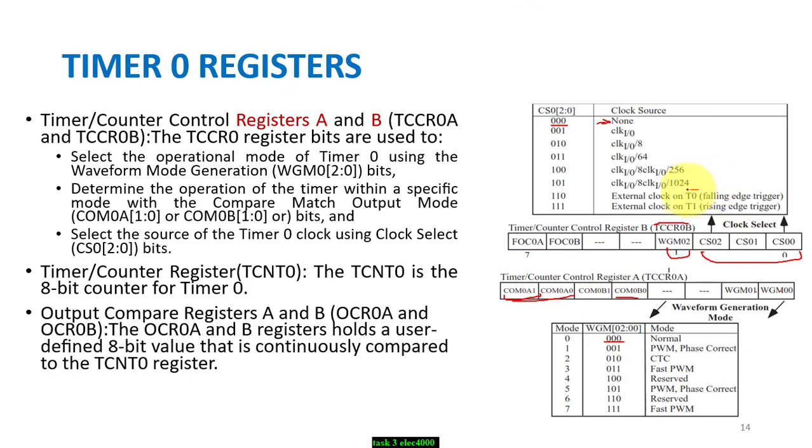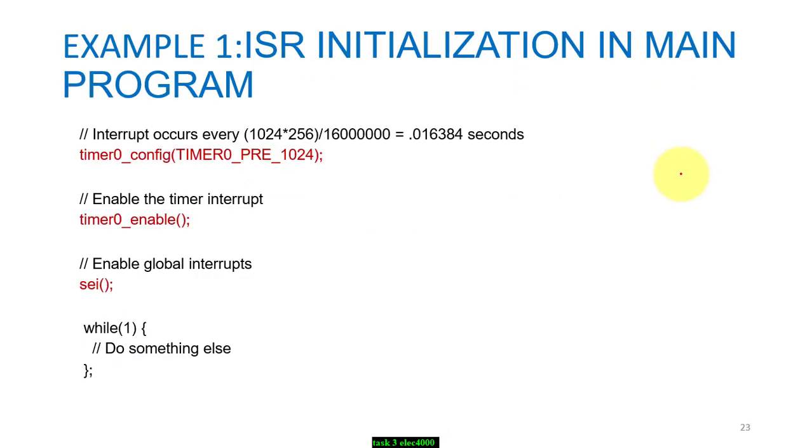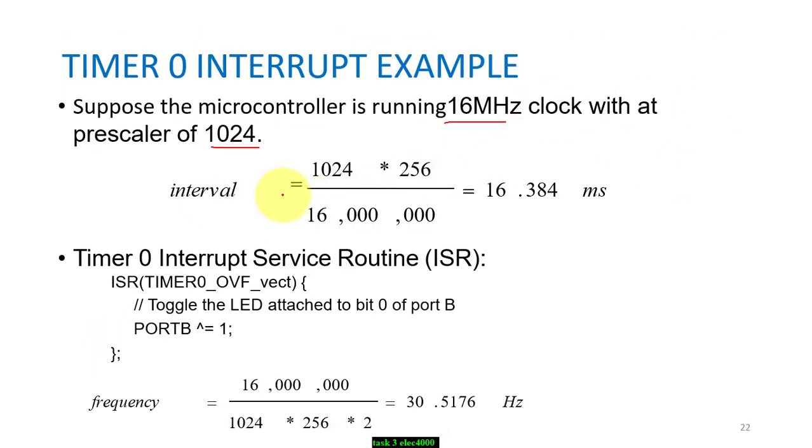Which is this one over here. I'm running a clock prescaler of 1024. Now, I will have the interval equal to the prescaler over the frequency, multiplied by 256. So the total interval is 16.384 milliseconds.